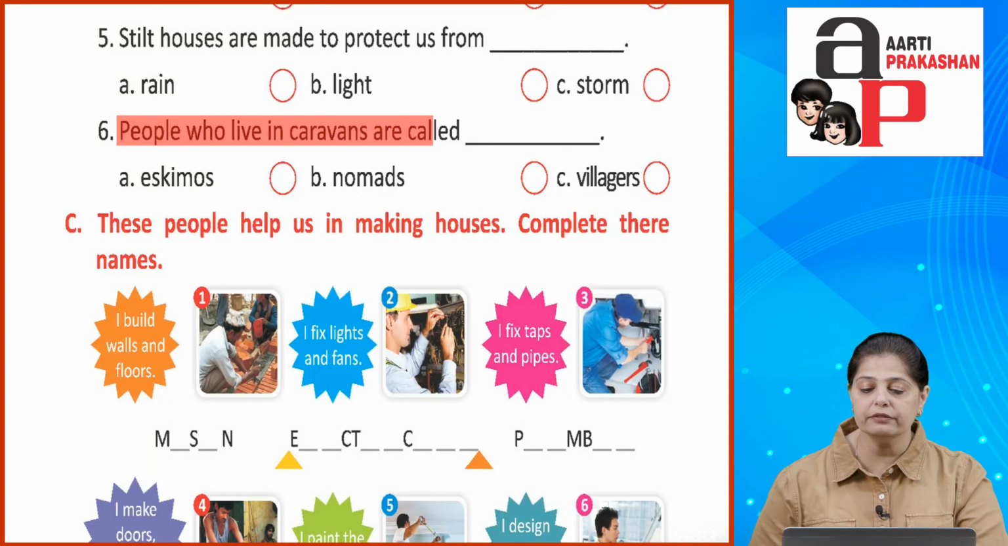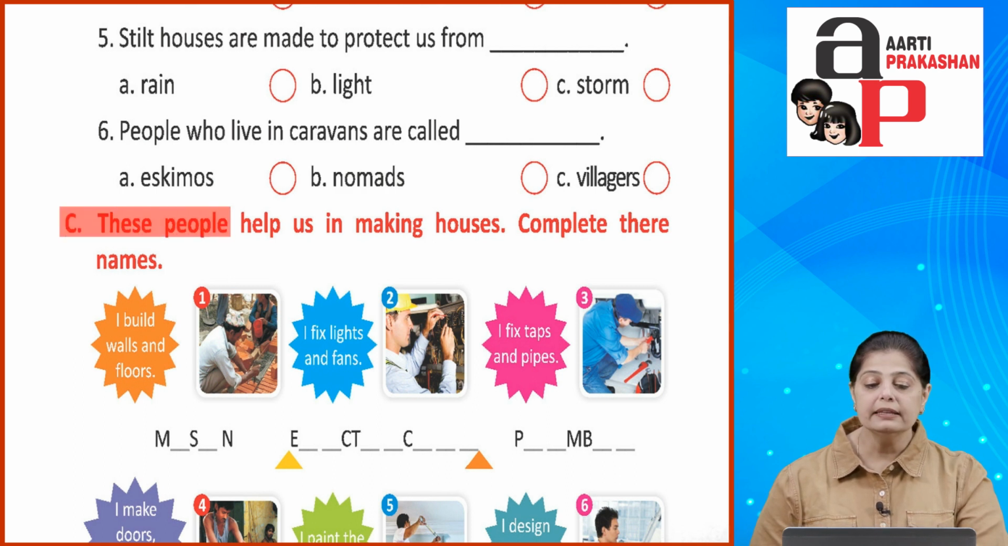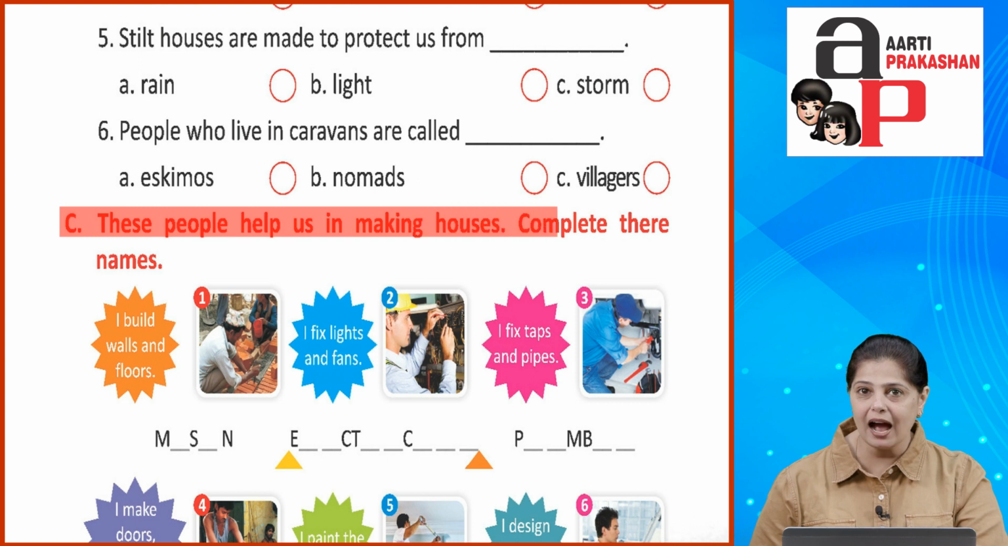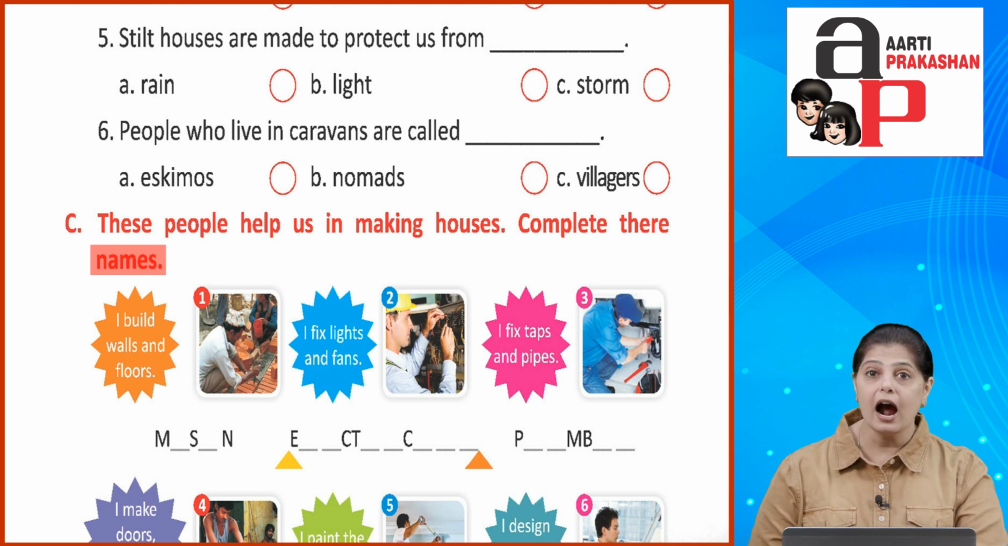People who live in caravans are called Eskimos, nomads, or villagers. We call them nomads. That's the right answer. B, nomads. So put a smiley next to nomads. Okay. These people help us in making houses. Complete their names. So who makes our house? There are certain people who help in building our houses.